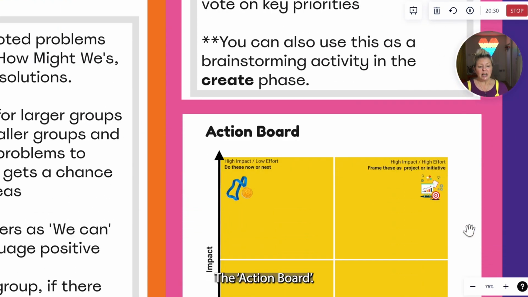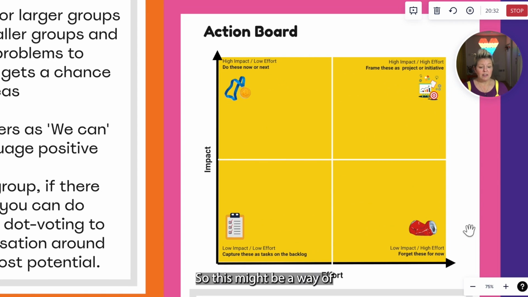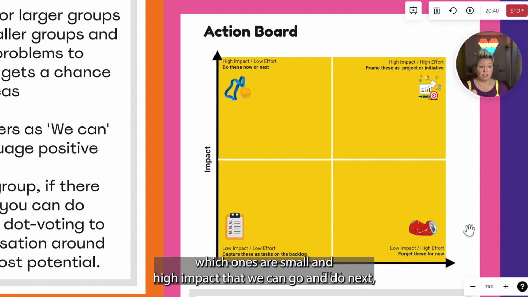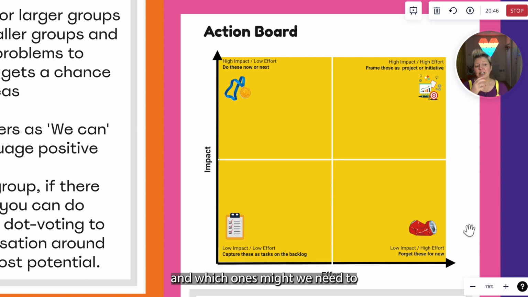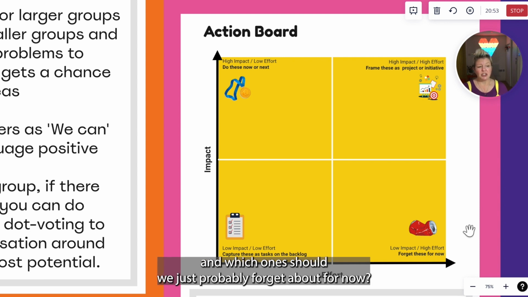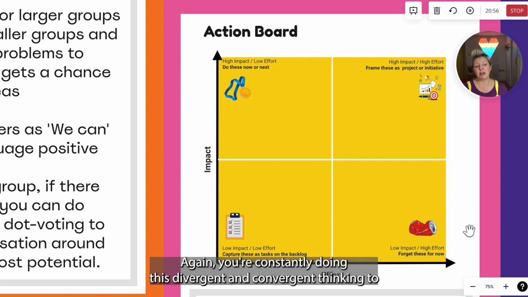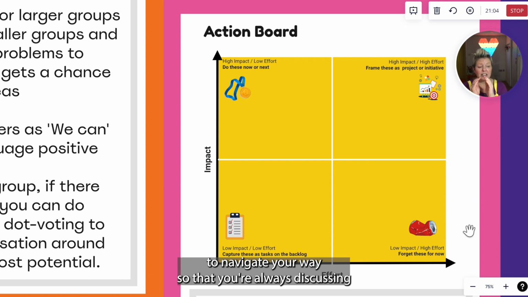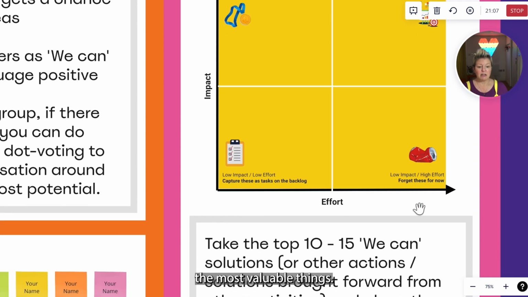The action board. So this might be a way of taking those ideas and figuring out, okay, which ones are small and high impact that we can go and do next. Which ones might we need to unpack and turn into bigger initiatives? Which ones should we just stick on the backlog, and which ones should we just probably forget about for now? So this is going to help again. You're almost constantly doing this divergent and convergent thinking to navigate your way so that you're always discussing the most valuable things.